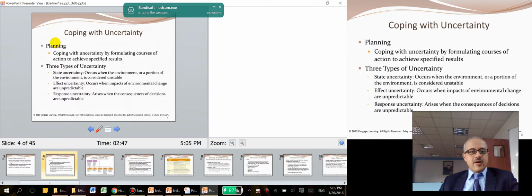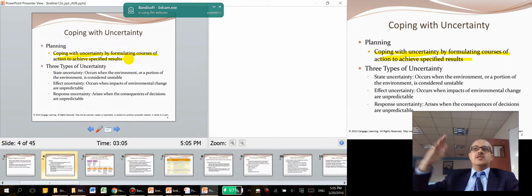So this chapter talks about planning. The definition of planning is coping with uncertainty by formulating courses of action to achieve a specific result. So that's what a plan is. There is uncertainty and you don't know. How do you fix that problem of not knowing? You make a course of action in order to achieve your desired results. For example, next year we want to get more customers. We want to get 1 million customers. Now, are we going to get 1 million customers or not? We don't know. But if we make a plan, then we're closer to achieving that goal. Okay?